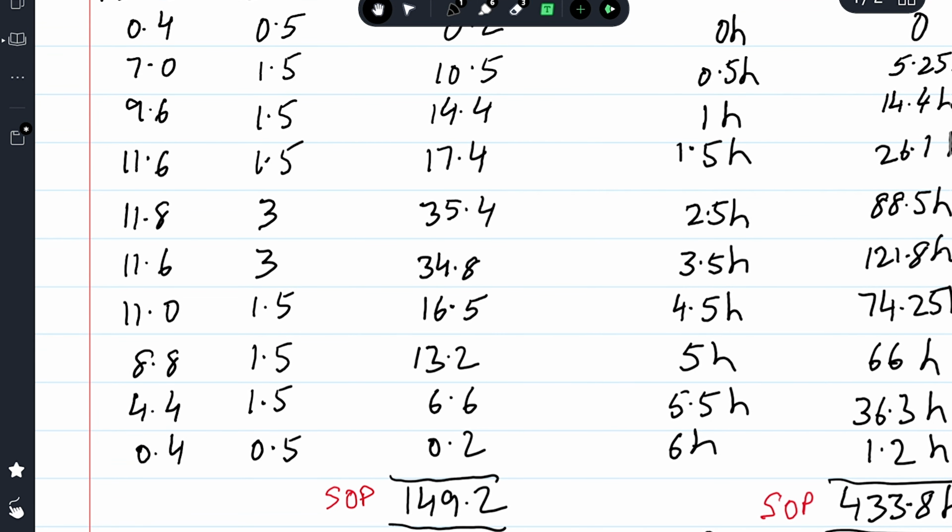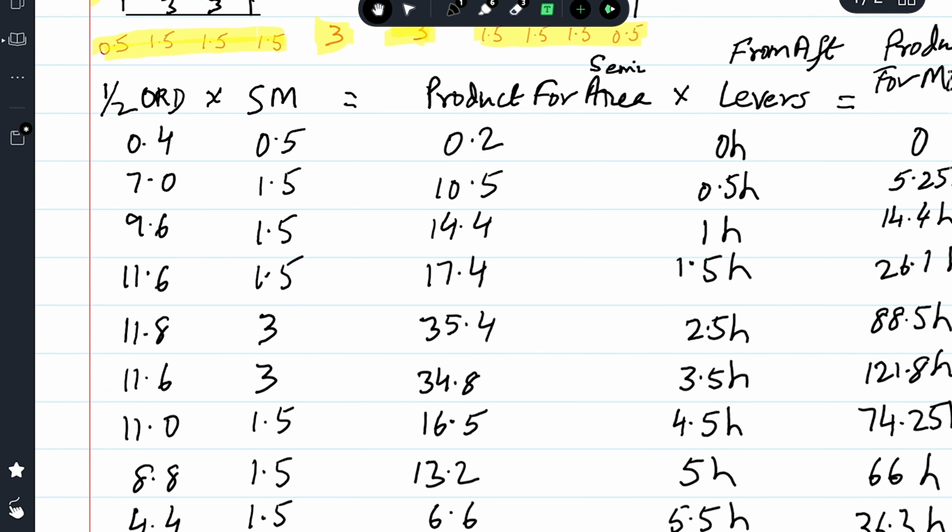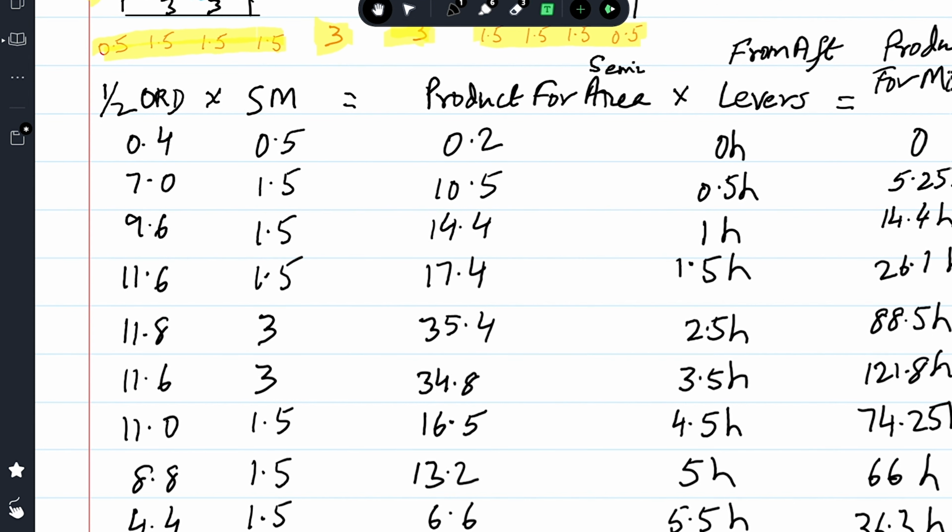So this job you have to do carefully. And once you are confirmed you have done it carefully, now multiply the half ordinates with Simpson's multiplier and get the product for semi area. Because ordinates are half ordinates, you will get product for semi area. So each ordinate is multiplied: 0.4 into 0.5, 7 into 1.5, 9.6 into 1.5, 11.6 into 1.5, like this. Keep multiplying and write the product in front of it. Get the products all carefully written. This is the product for semi area.